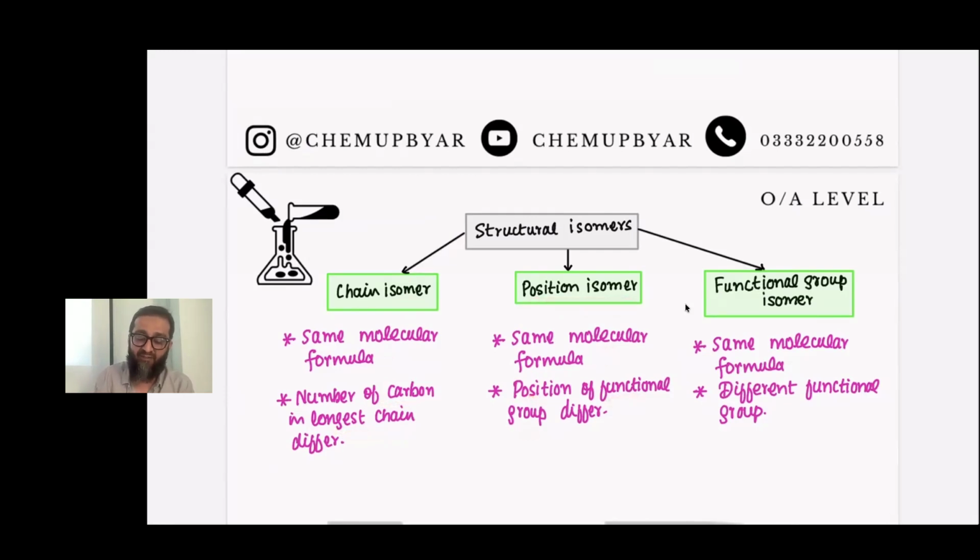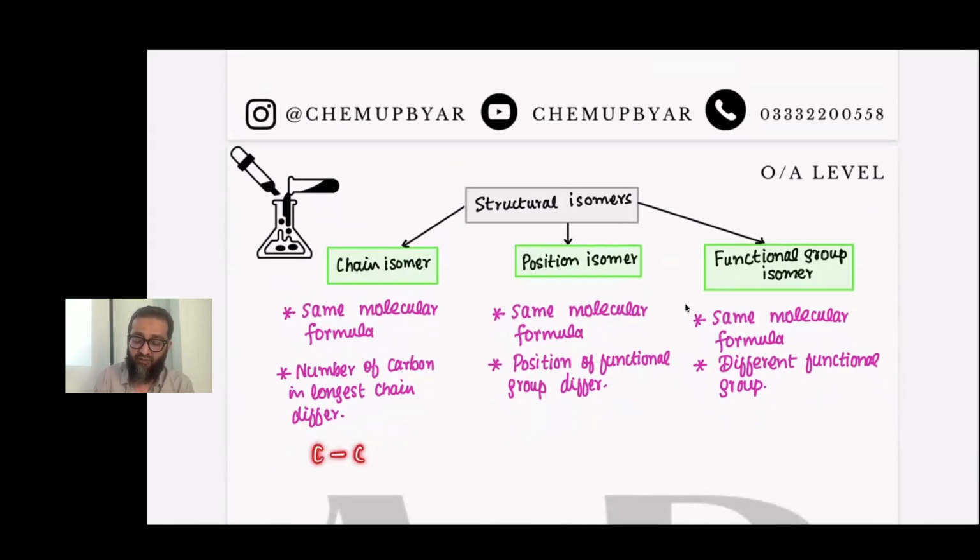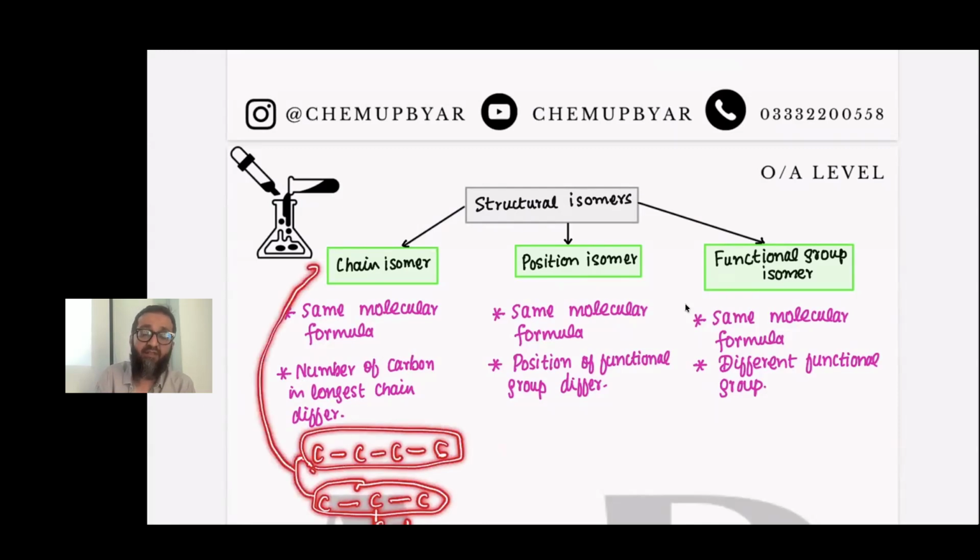For example, if I talk about chain isomer, 1, 2, 3, 4. This is the longest chain. There are 4 carbons, but I make another chain 1, 2, 3. And if I put a 4th carbon over here, see, the longest chain is of 3 carbons. The 4th carbon is in a branch. And over here, there are 4 carbons. So these two are considered chain isomers because their chain is different.